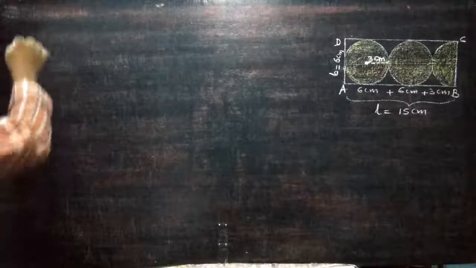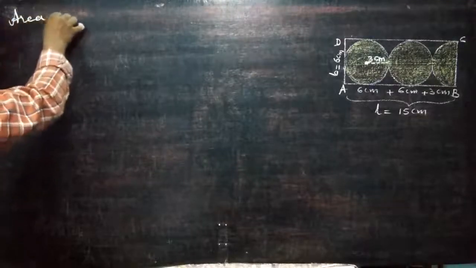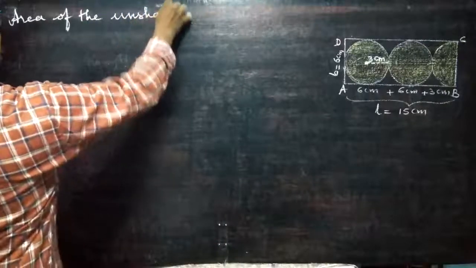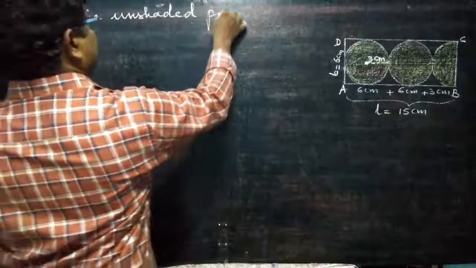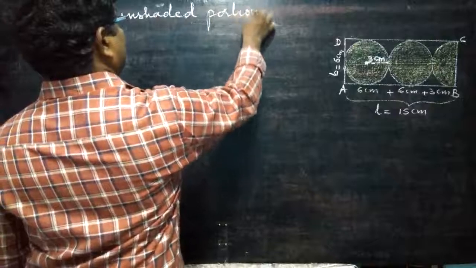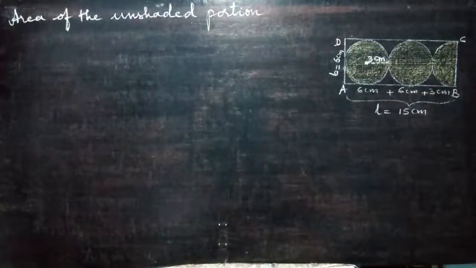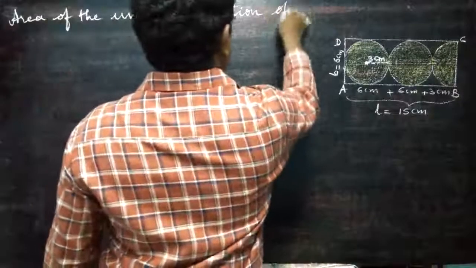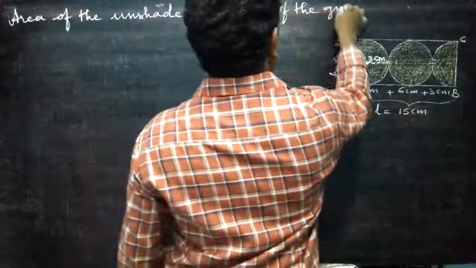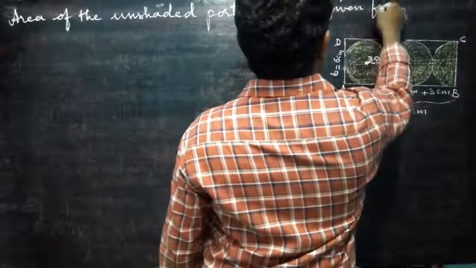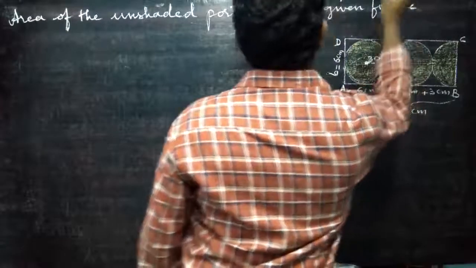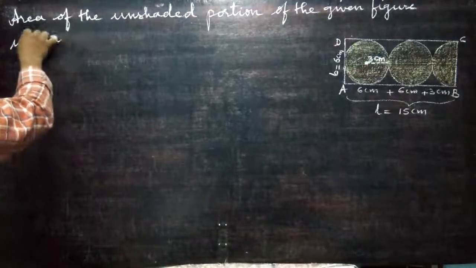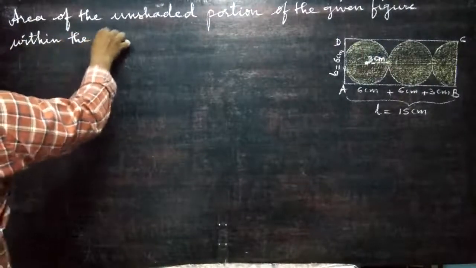Now they told to find the area of the unshaded portion. They told to find area of the unshaded portion of the given figure within the rectangle.